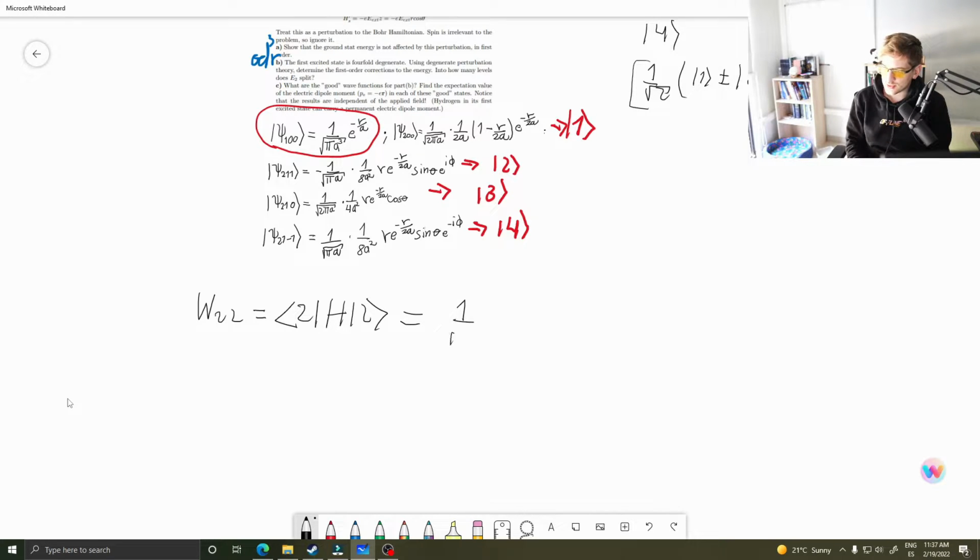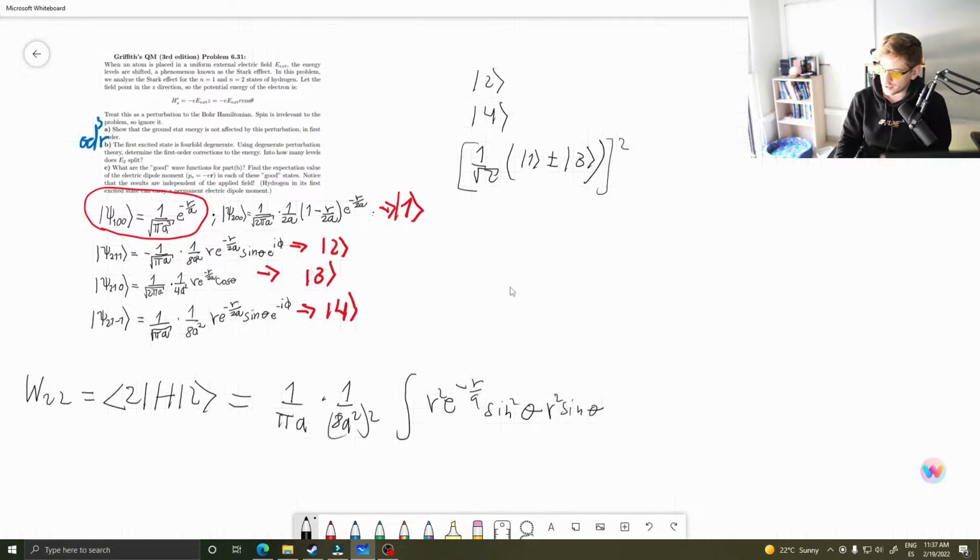We have all the constants in front, 1 over pi a times 1 over 8a squared, squared, and then everything that is inside the integral. So we get this first part squared, r squared e to the minus r over a, sine squared theta, and we get e to the I phi times e to the minus I phi. So that just cancels out, and then we get r squared sine theta from the spherical part, and of course we have to include the minus e r vector.